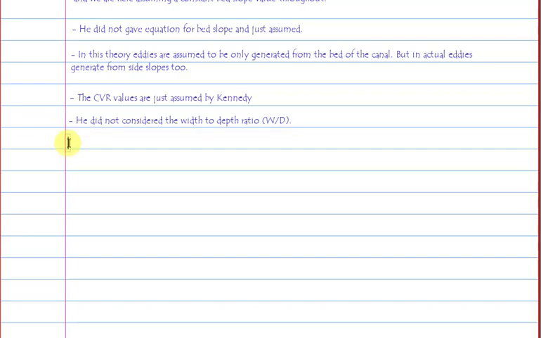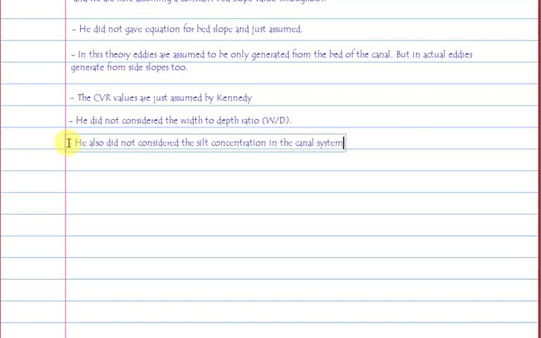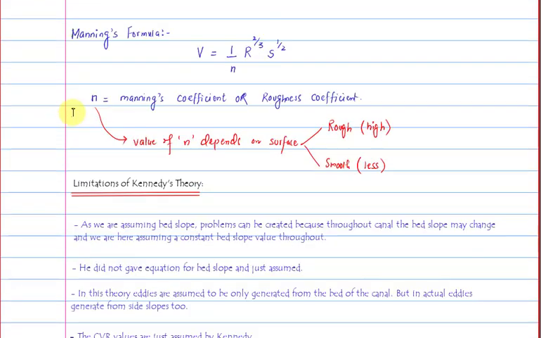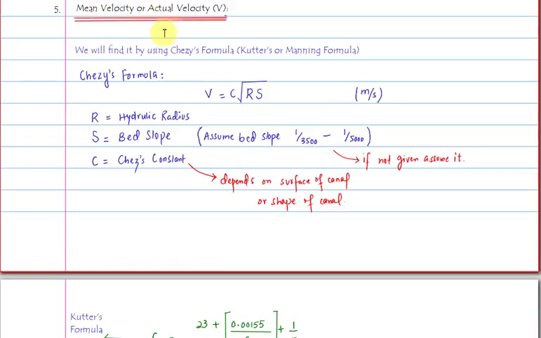And the last limitation is that he also did not consider the silt concentration in the canal system. So these are drawbacks and limitations of Kennedy's theory. Kennedy's theory suggests to us to use Chezy's equation to calculate the mean or actual velocity. Now the last step we need to do after finding the fifth step, mean velocity or actual velocity. What do we need to do now?